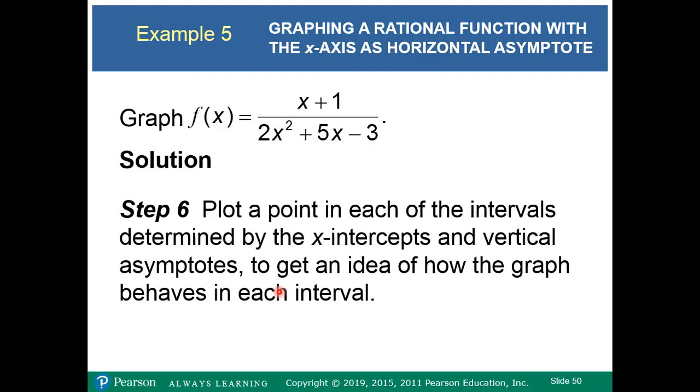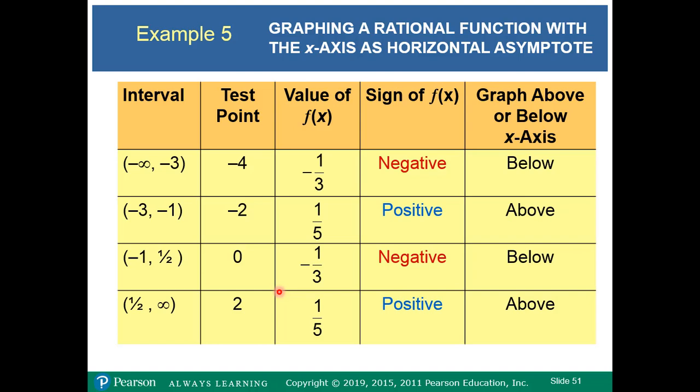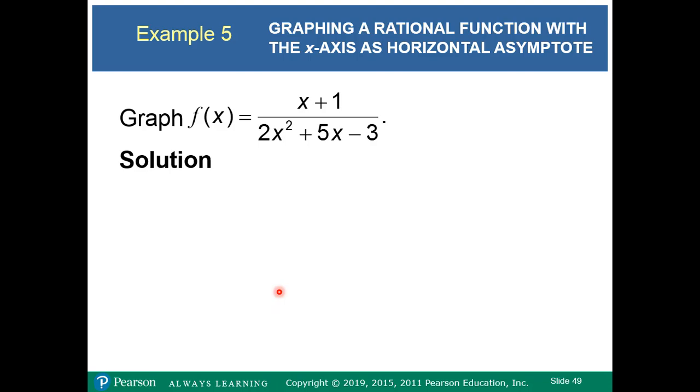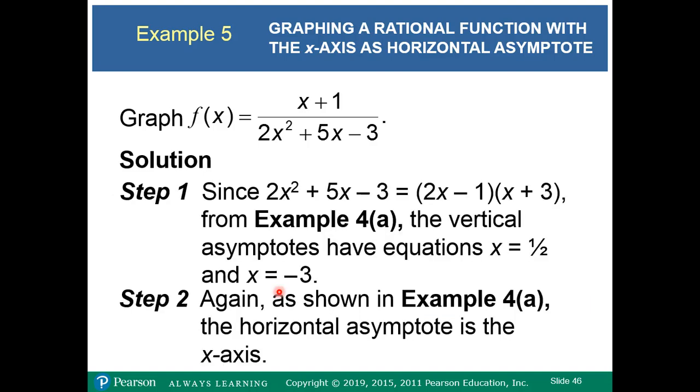And then we're going to plot each point in the intervals determined by the x-intercepts and the vertical asymptotes to get an idea of how the graph behaves within each interval. And so within this space, if we look at this here, we've got a vertical asymptote at 1/2 and -3, right? Okay.